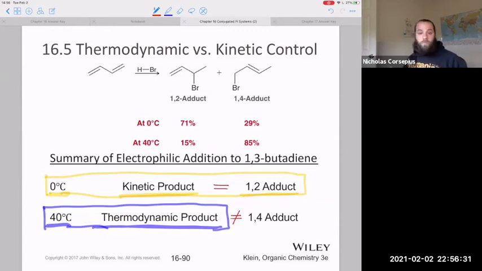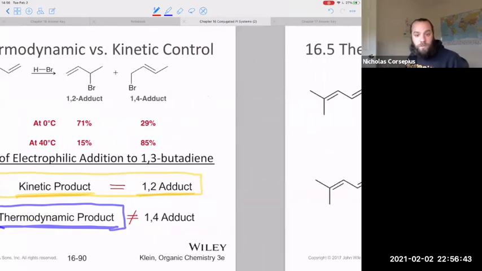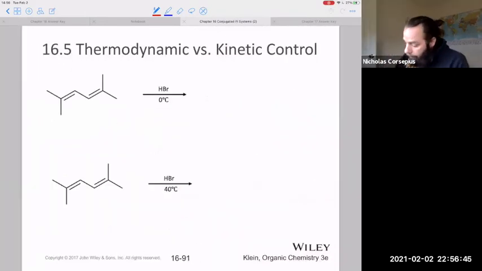So let's see. In the case of 1,3-butadiene, that is the case, right? We went through all that example. You can watch the previous lecture video, convince yourself of all that. But now let's look at another example where that isn't the case, okay? So first of all, at 0 degrees, or low temperatures, you're always going to have the kinetic product. And that is always the 1,2 adduct because of that proximity effect.